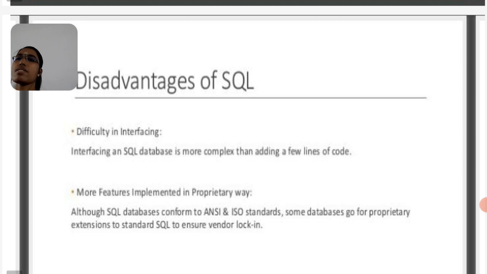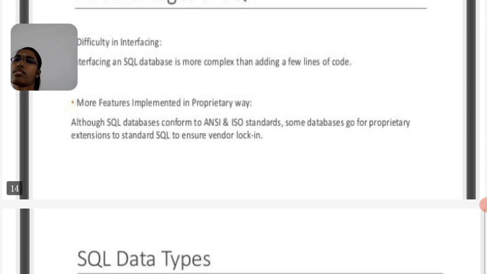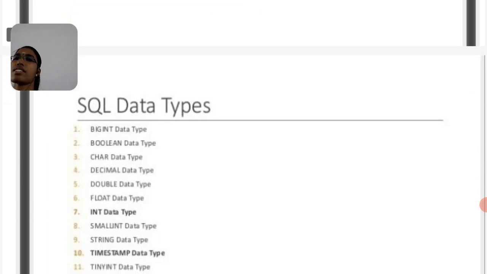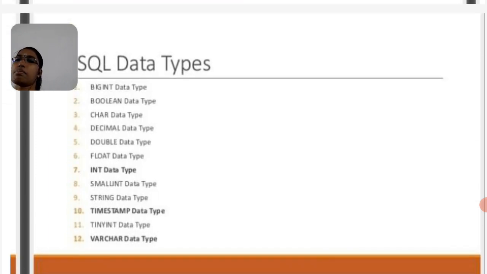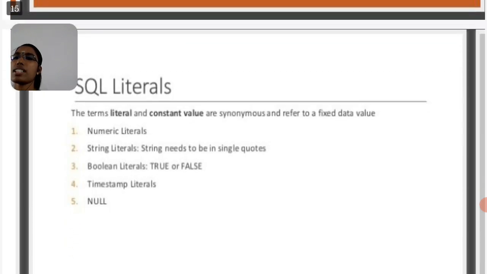Next, disadvantages of SQL. There is difficulty in interfacing. More features are implemented in a proprietary way. These are the SQL data types: bigint data type, boolean data type, character data type, decimal data type, double data type and float data type, int data type and smallint data type, string data type, timestamp data type and tinyint data type, varchar data type.